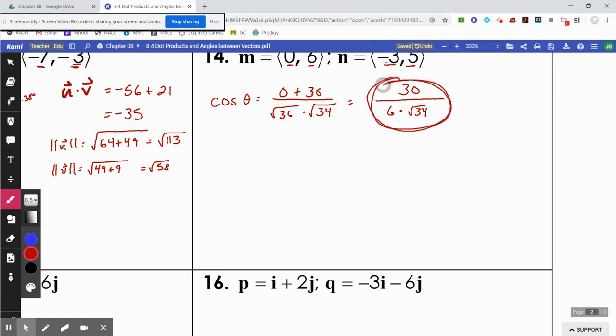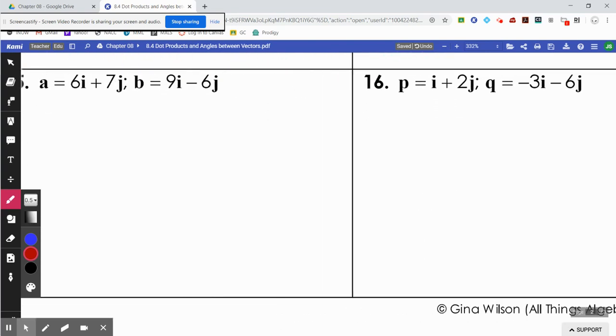So we're going to type this in. We're going to find the inverse cosine, and that's going to tell us that theta is equal to 30.96 degrees. And again, you could use that reference angle, and you could find that fourth quadrant answer as well, which would be the other angle between the two vectors.